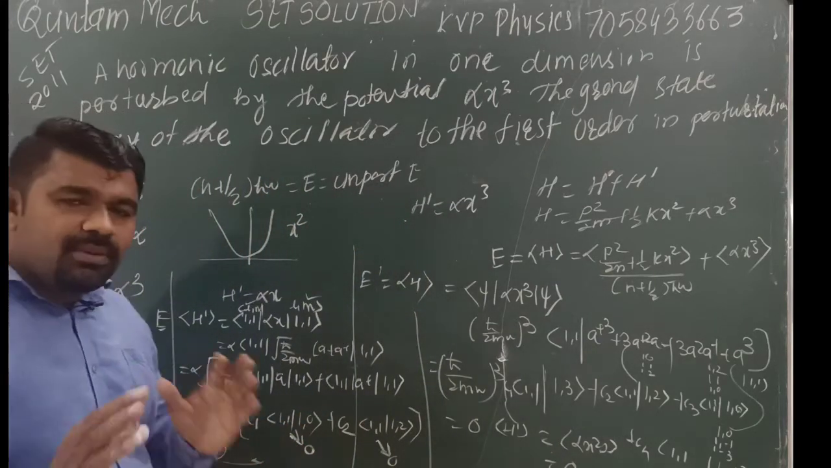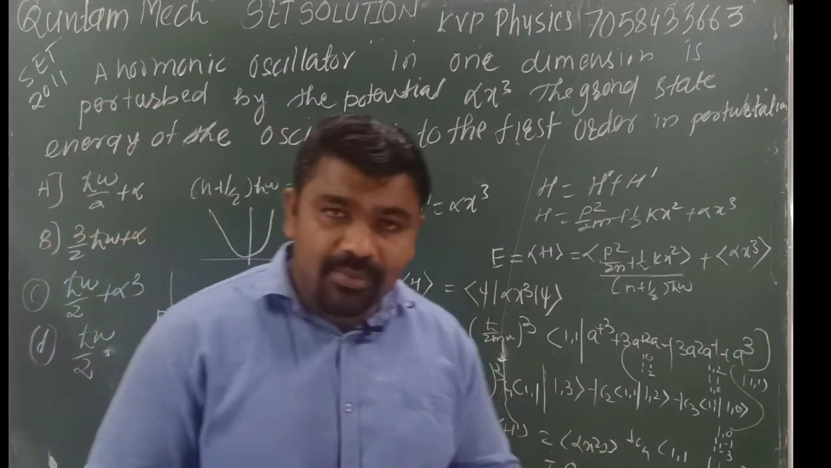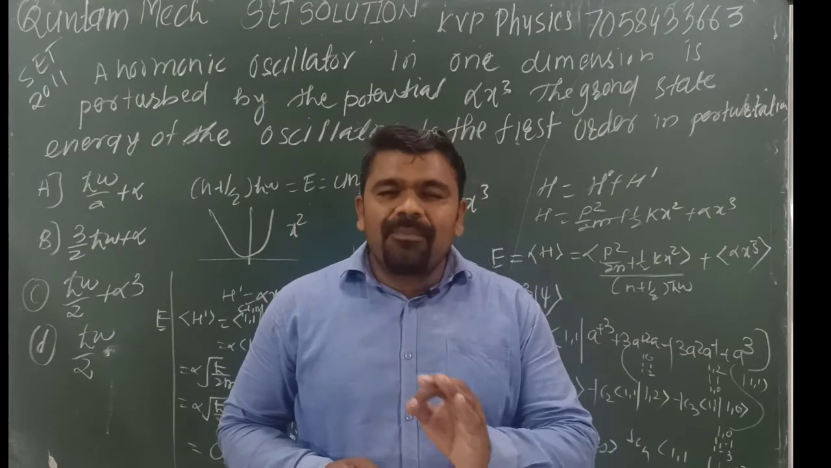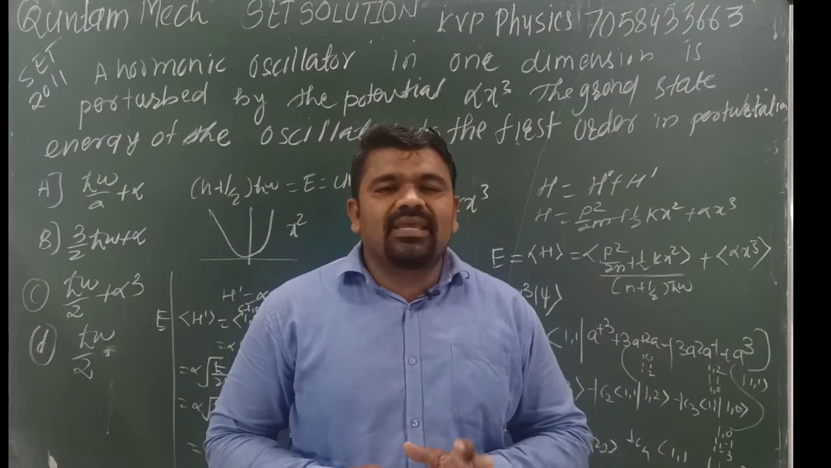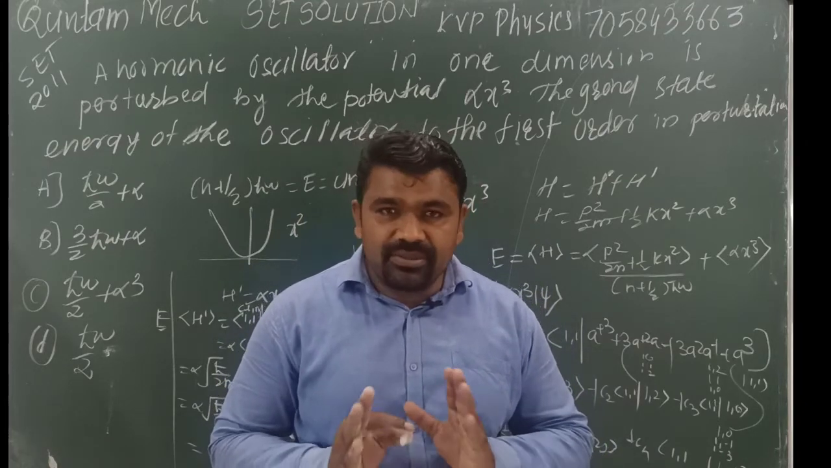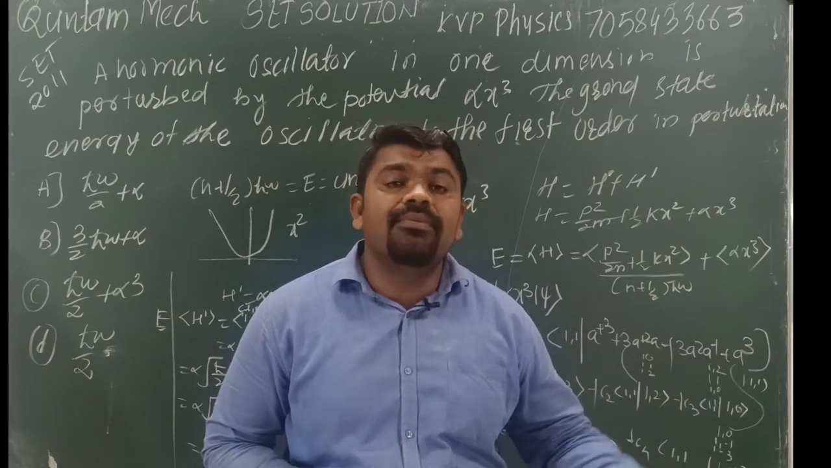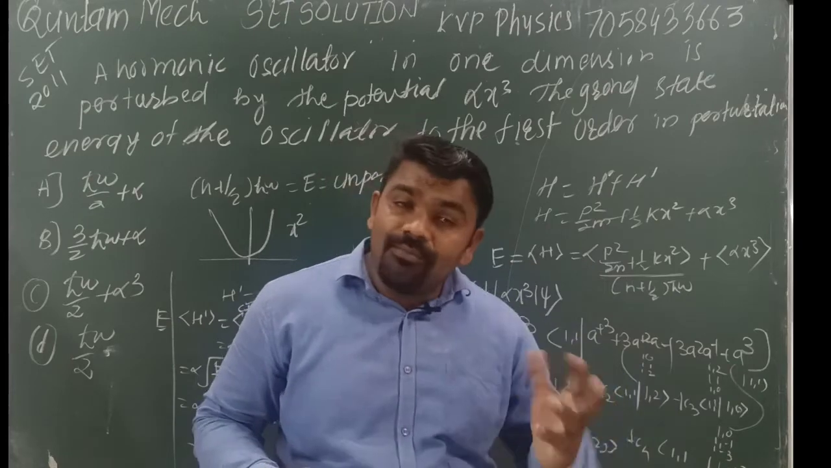Okay, always memorize: in the harmonic oscillator, if we choose alpha times an odd power of x, the expectation value is equal to 0. Even powers will survive. Why will even powers survive? Because after some operations, the original value may be obtained.